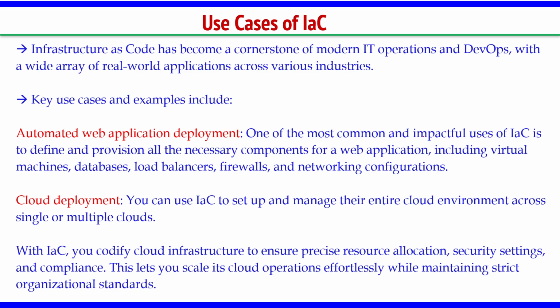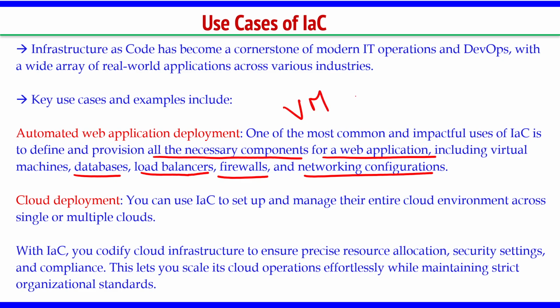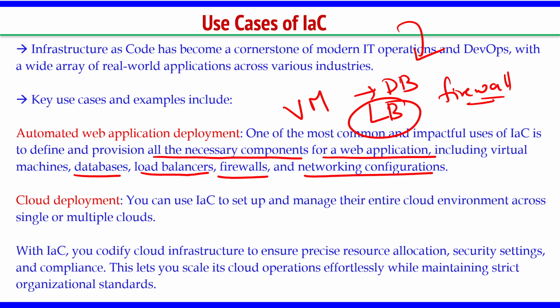So, one of the most common and impactful uses of IaC is to define and provision all the necessary components for a web application, okay, including virtual machines, database, load balancers, firewalls and networking configurations. If you want to deploy a web application in a server, we have to do lot of steps: creating a virtual machine, then installing database in that, having load balancers for taking care of the load, and setting up the firewalls for allowing the traffic to outside people to access the website, and some network configurations.